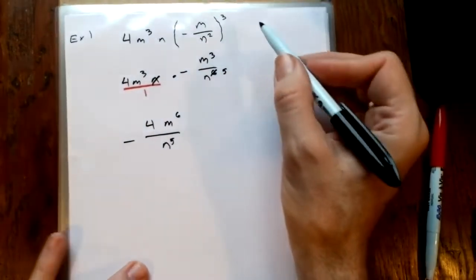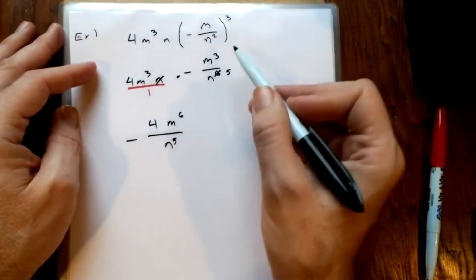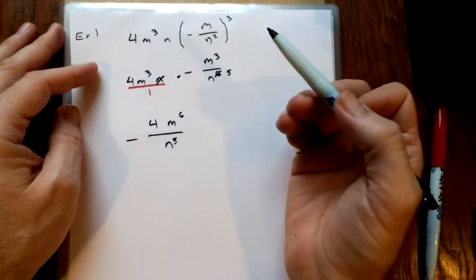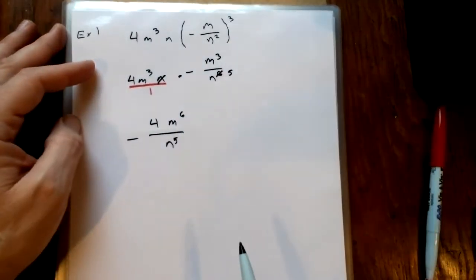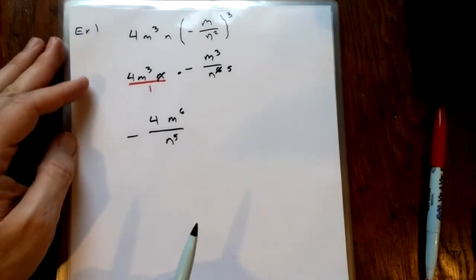So this one's tricky in a couple ways because I'm multiplying something afterwards. I'm doing both a product and a quotient rule and a power rule. So I'm going to actually do that again in our second example.